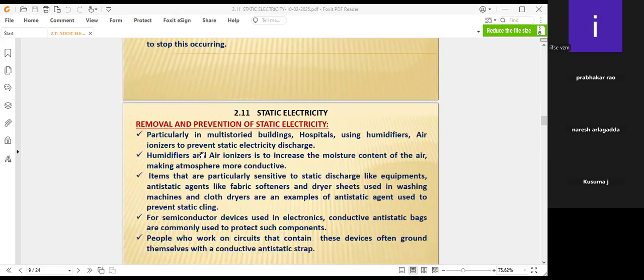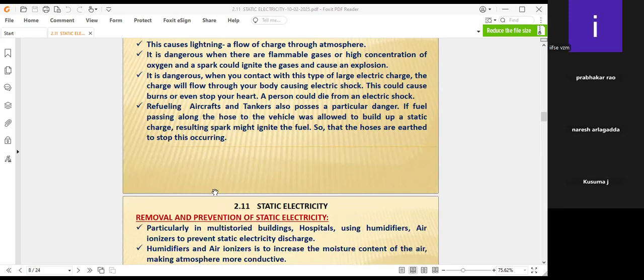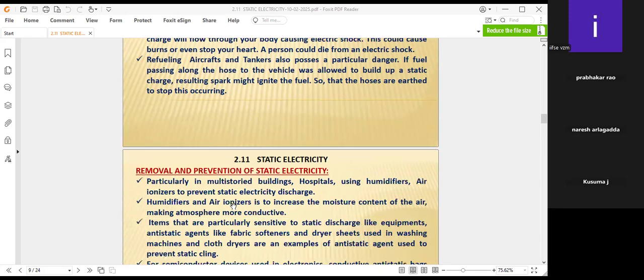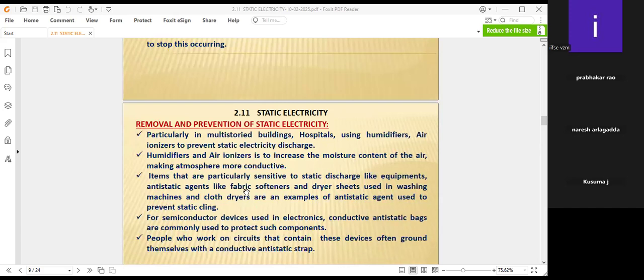Coming to the removal, these are the hazards. How to remove them, and the prevention of static electricity: in areas, particularly multi-storied buildings and hospitals, use humidifiers and air ionizers to prevent static electricity discharge.